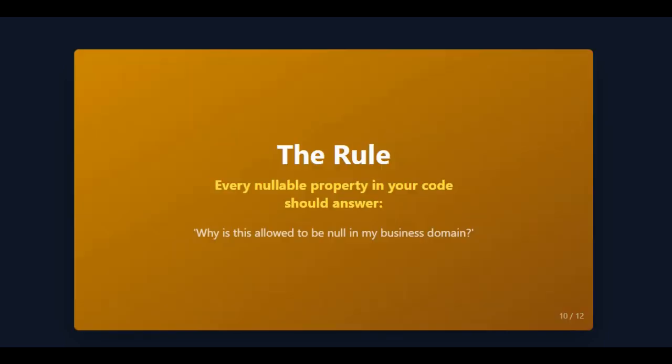So here's the rule. Every nullable property in your code should answer this question: why is this allowed to be null in my business domain? Say that again. Every nullable property in your code should answer the question, why is this allowed to be null in my business domain?